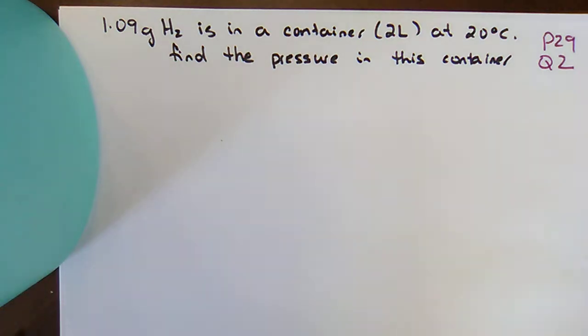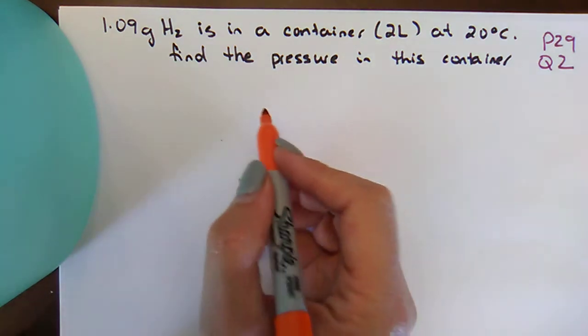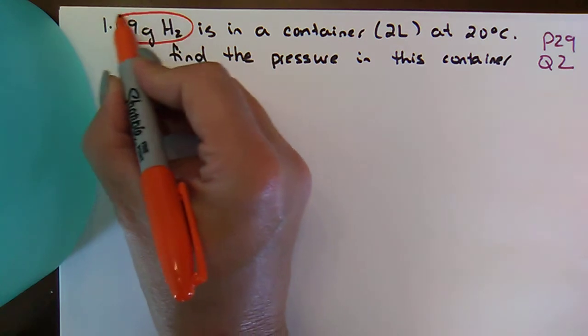Hello, grade 11s. I've been told that our ideal gas law question on page 29, question 2, was somewhat confusing, so I thought I'd take a moment to explain what was going on with that one. In this question, we're told that we've got 1.09 grams of hydrogen. So there's our first number that we're going to deal with, which is going to be grams of hydrogen.